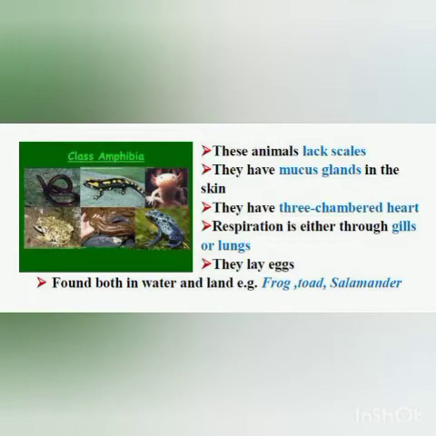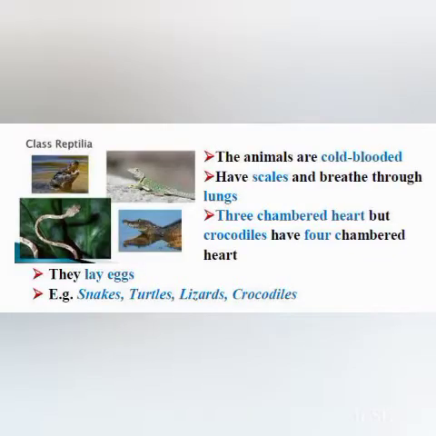Okay, now we come to another class, that is class Reptilia. Now in class Reptilia, the animals are cold-blooded. In Pisces also the animals are cold-blooded, in Amphibia also the animals are cold-blooded. That means they adjust with the temperature of the surroundings. Okay. In Reptilia, they have scales and they breathe through lungs. That shows that mostly they are terrestrial and they breathe through lungs.